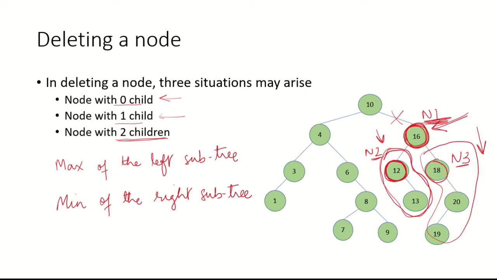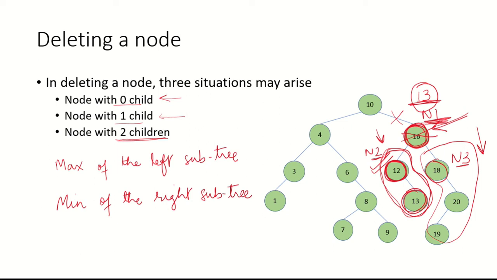So if we look at the left subtree, the maximum value is 13. When we are removing N1 and we replace it by a node with value 13, we still have node N2 with value 12, which is less than the node 13, and also all values in the right subtree would still be greater than this node that has replaced N1.